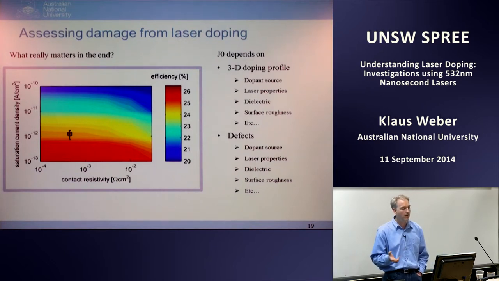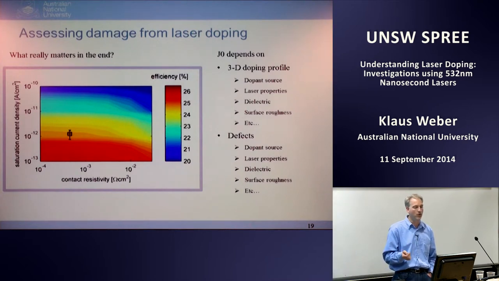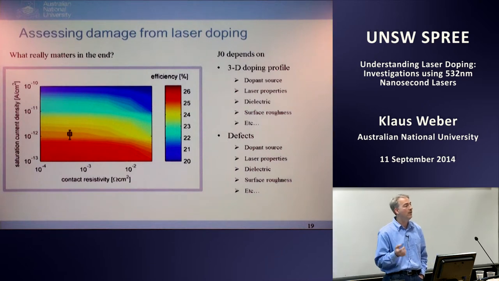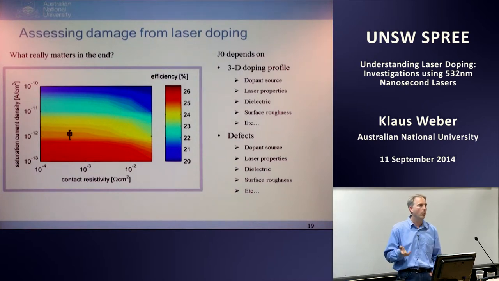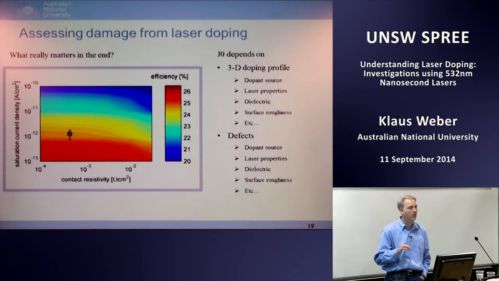Now the problem is that in terms of this emitter saturation current density in the laser doping process, the interaction is very complicated. There are a large number of factors that influence this J naught. So it's dependent on the doping profile that we achieve, and it's dependent on the defects, the type and the density of defects that we generate in this process. And both of these in turn depend on all of the parameters that are available to us during this laser doping process. So it's very difficult to deconvolute what's going on.